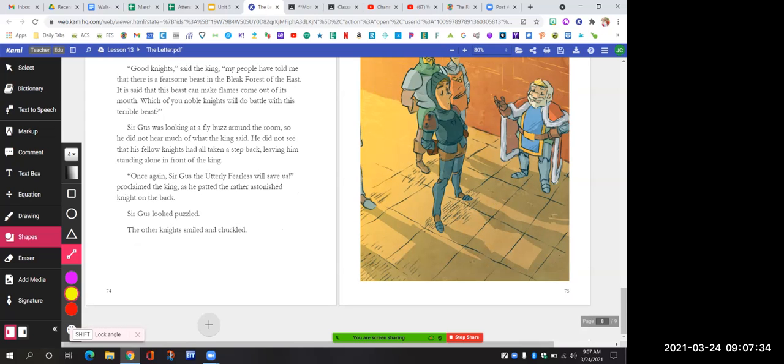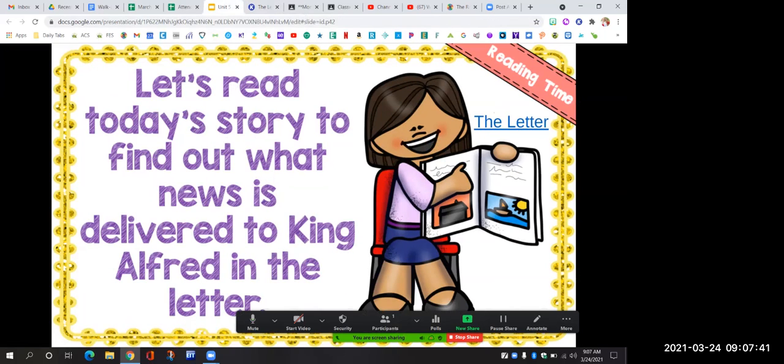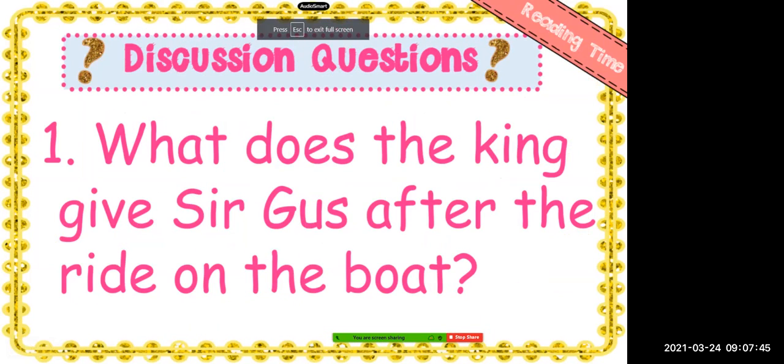Okay, now you got to see the pictures. Sorry about that. There we go. What does the king give Sir Gus after the ride on the boat?